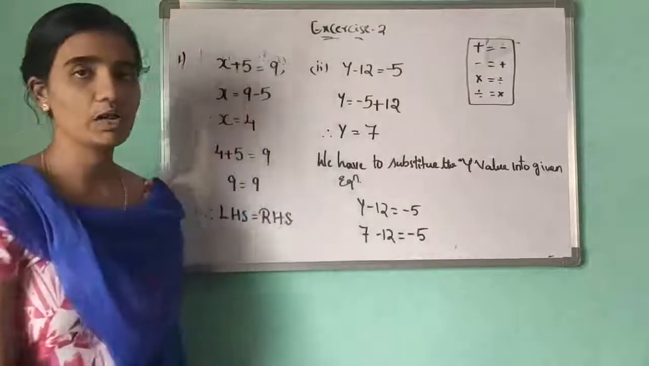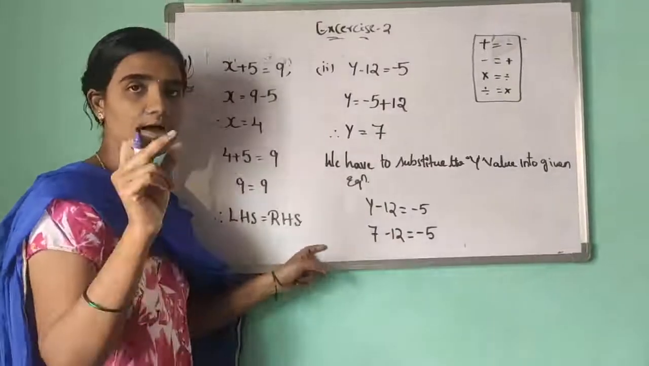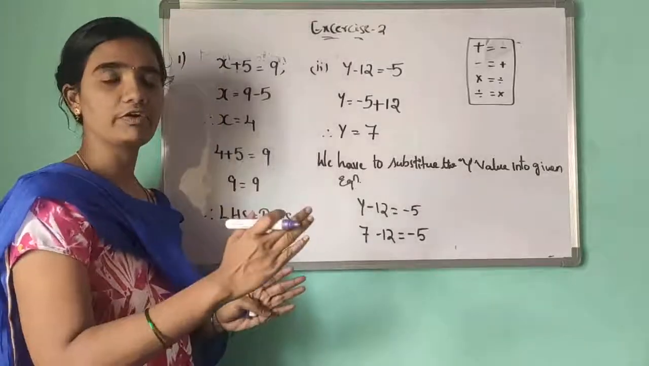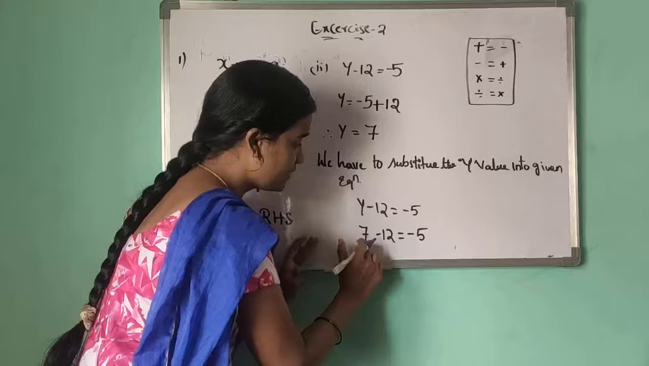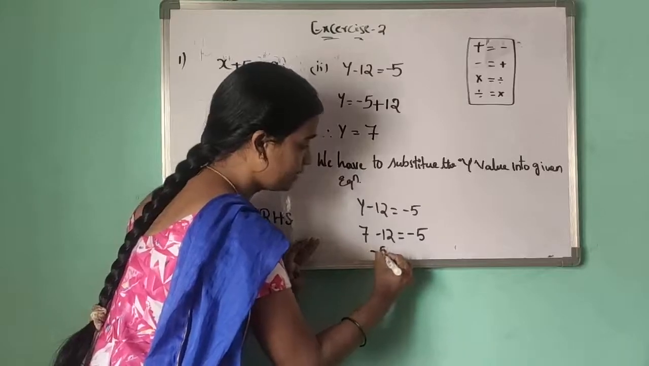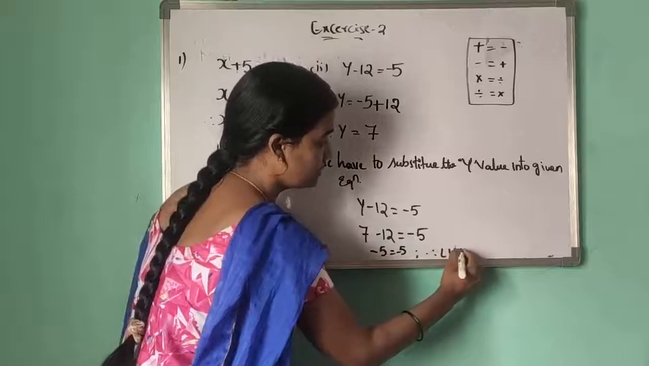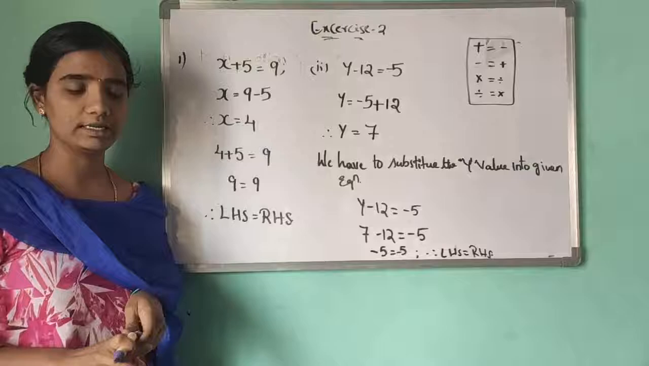7 minus 12, we already know the addition and subtraction, guys. Which is the highest among these? 12 is there. So in front of it, which sign is there? Minus is there, right? So 7 minus 12 is minus 5, equal to minus 5, right? Therefore the LHS equal to RHS.